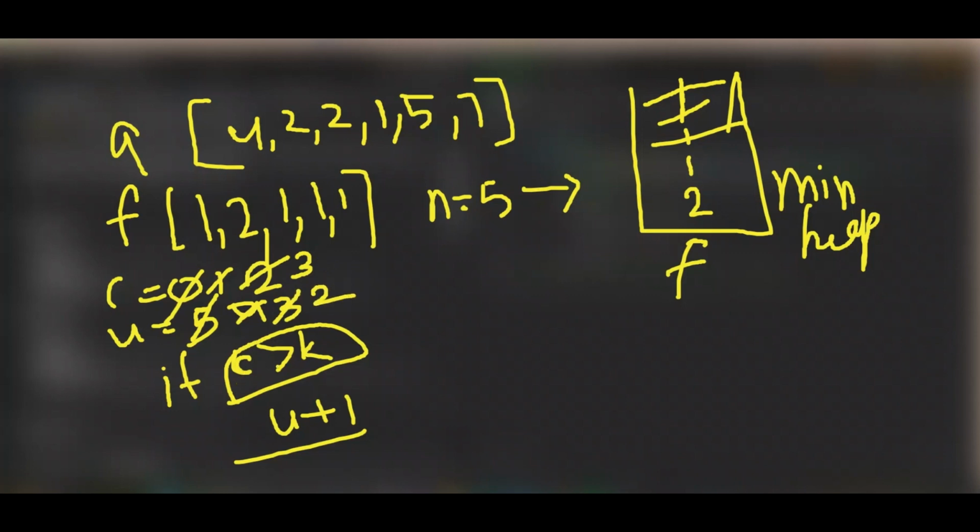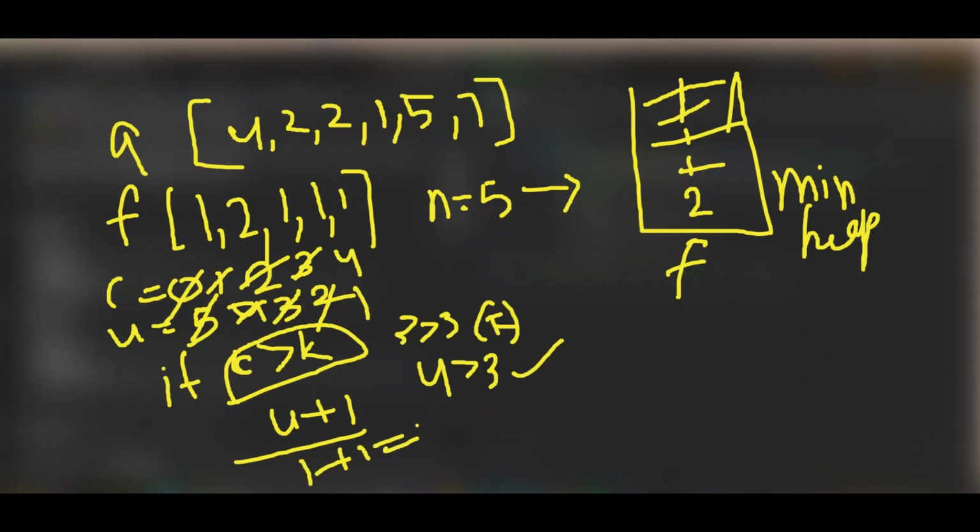Let's check if this condition is met or not. Is 3 greater than 3? It's not true, actually it's false. So we'll just take out the next element and increment the c value by 1, that equals 4. In this case, 4 is greater than 3, right? So we'll return u plus 1, and u will become 1, that is, the length of the min heap will become 1, and we'll return 1 plus 1, that equals 2, as the answer.